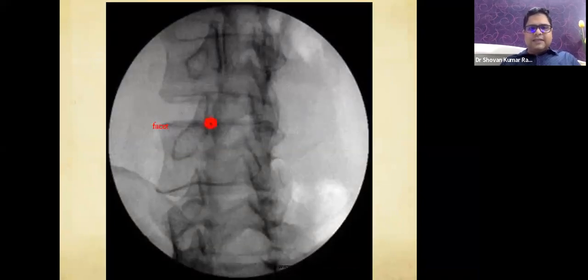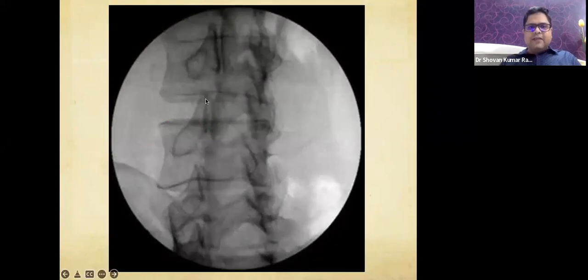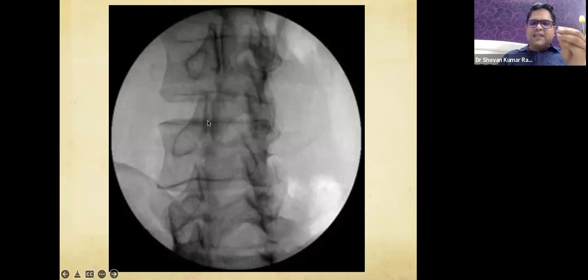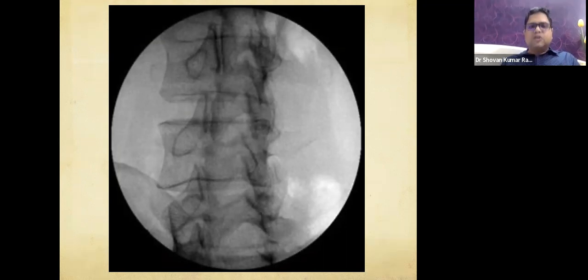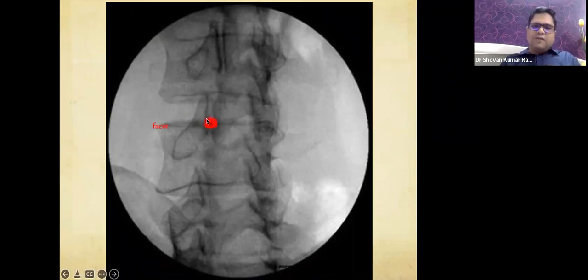For the intra-articular facet, just try to visualize. These are the facet. This is the superior articular process. This is the inferior articular process. For going intra-articular facet joint, the facet joint is a very small joint. We can put a maximum of 0.3 or 0.5 ml of steroid or local anesthesia into that joint, otherwise it will burst. So this is the location where you have to go for an intra-articular facet joint.